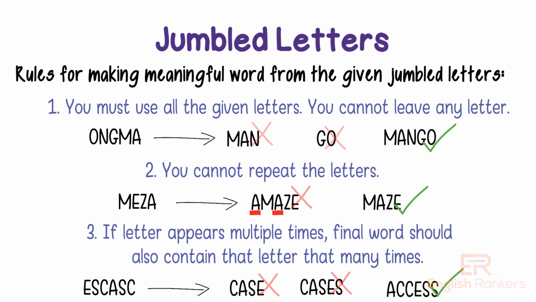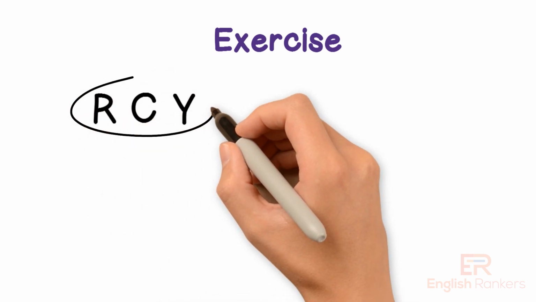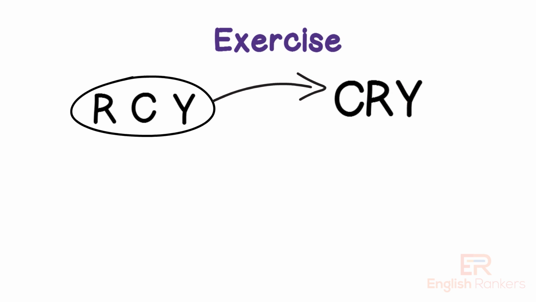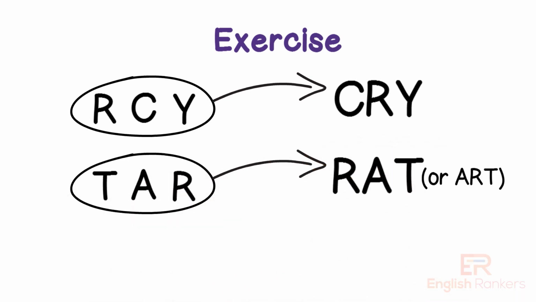The purpose of this type of question is to check how rich your vocabulary is. Make the suitable words from these letters. Your letters are R, C, Y. Try to make a meaningful word. These alphabets can make cry. See other examples. TAR can be converted into rat, R-A-T.